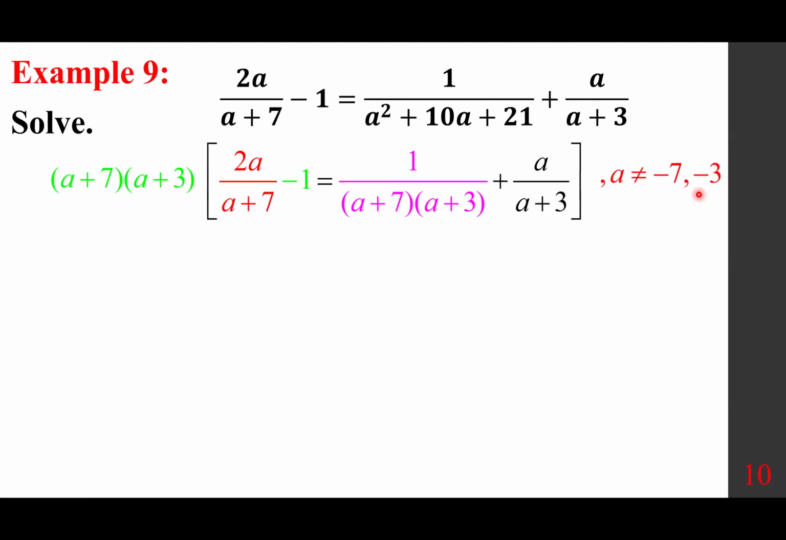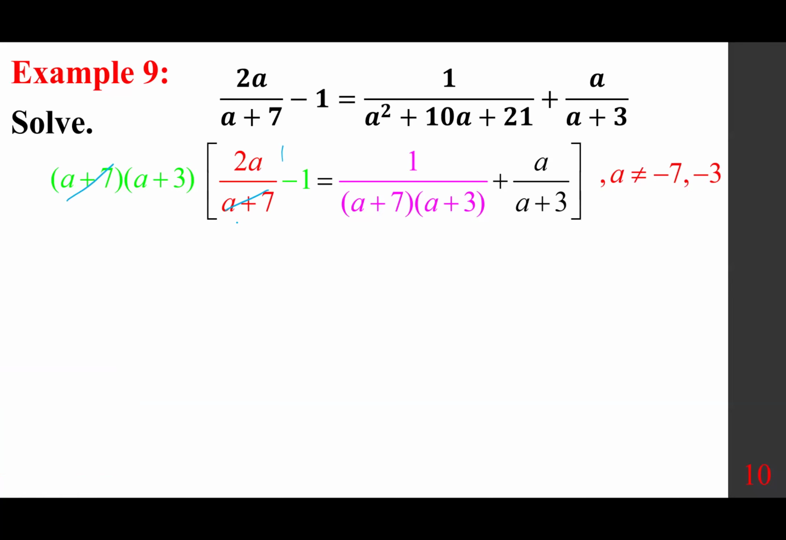We're going to multiply everything by this LCD. If I multiply this by this guy, I want to make sure everybody understands what's happening here. If I'm just concerned with this one, these cancel each other, and I get a plus. What did I do? I meant to say this. So all I need is 2a times a plus 3.